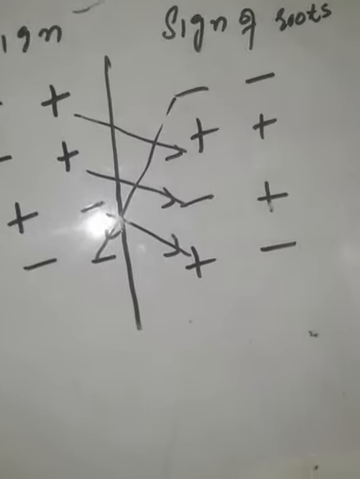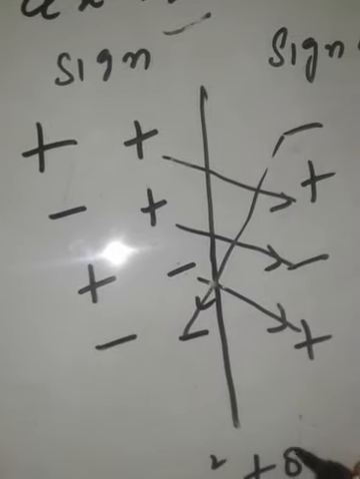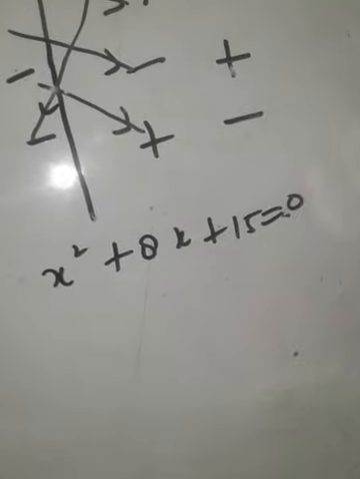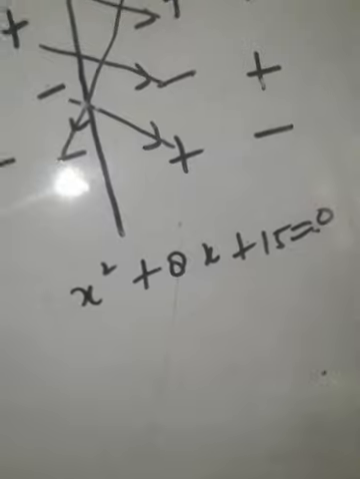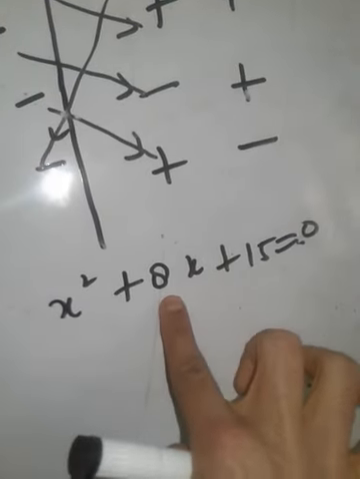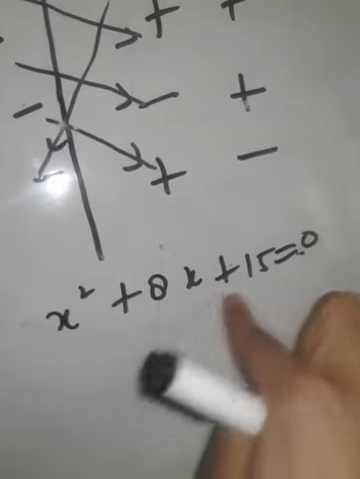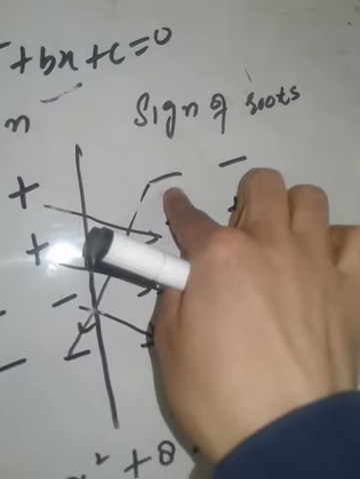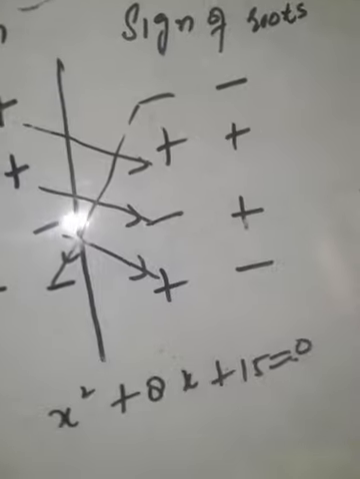So I will show you how to use this. For example, if we have a quadratic equation, x square plus 8x plus 15 equals 0. Take a look. This is your middle term, this is your constant. Both are positive, plus plus. If both are positive, what would be the sign of the roots? It will be minus minus.